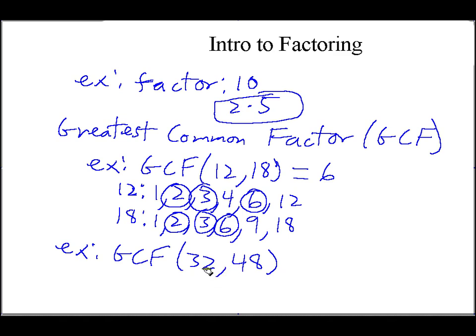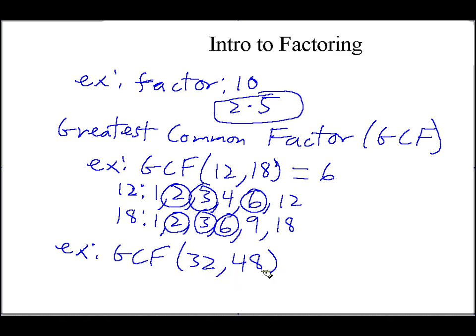For example, you may say, okay, well, let's see. 4 can go into 32. 4 goes into 32 8 times, into 48, 12 times. But we can do better than that. How about 8? 8 can go into 32, 4 times, and 8 into 48, 6 times. So 8 is higher than 4.